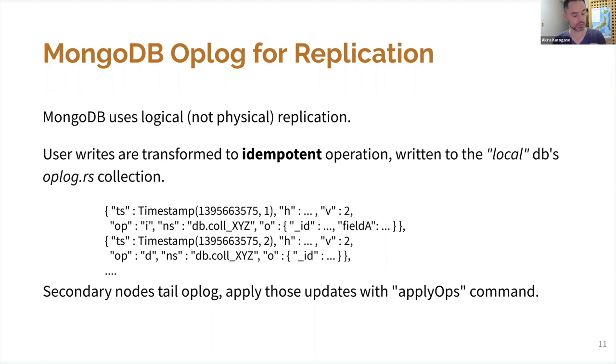Okay, so this exists, and of course, secondary nodes are reading this and applying this on their own data using the fairly internal applyOps command. They just, one after the other, apply op, apply op, apply op. So that's how replication works. But it's not just a system collection, and it's not a hidden collection. You can access it freely, pretty much with any read permissions if you have them.